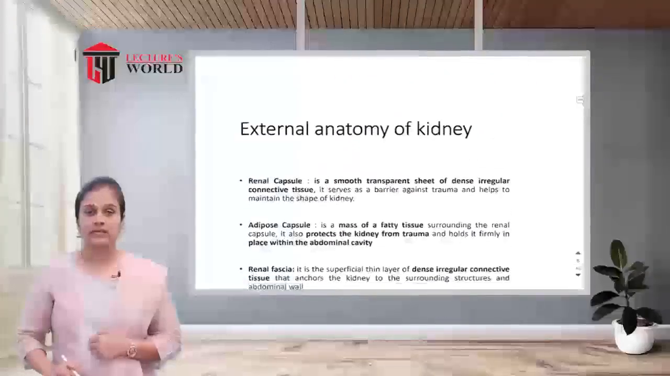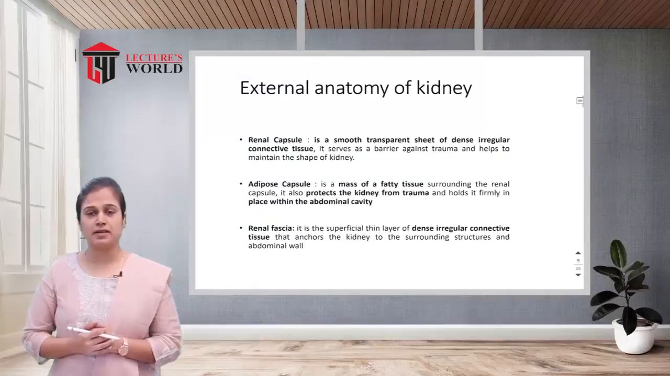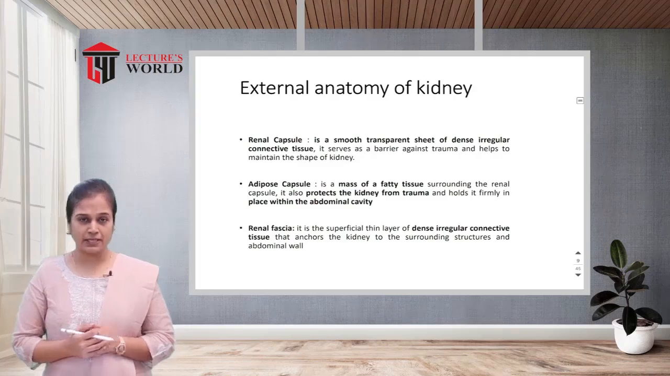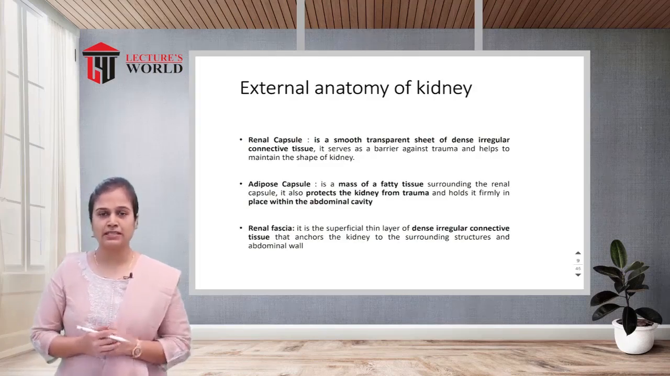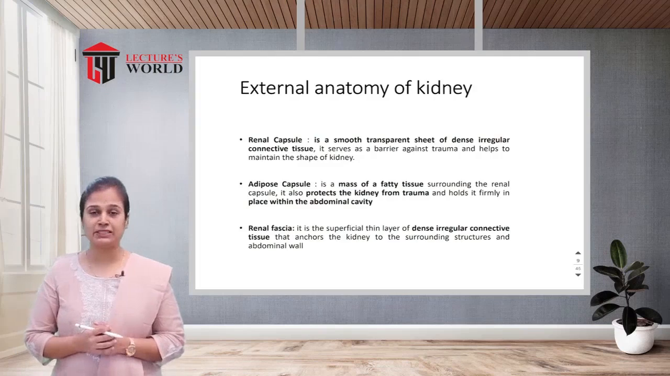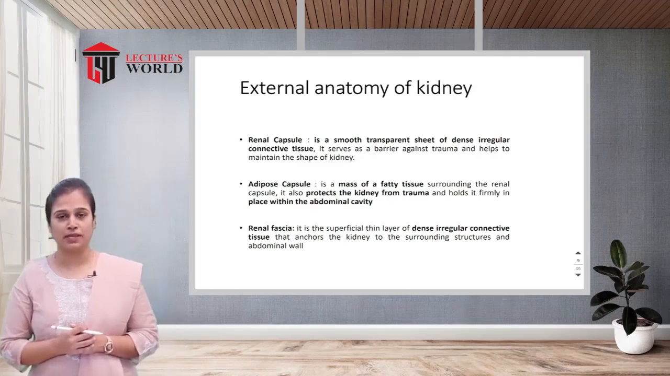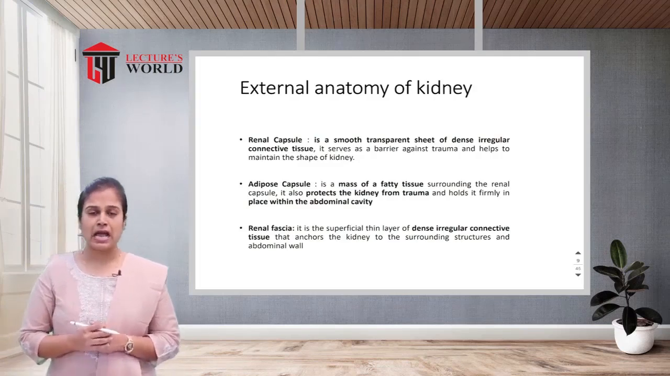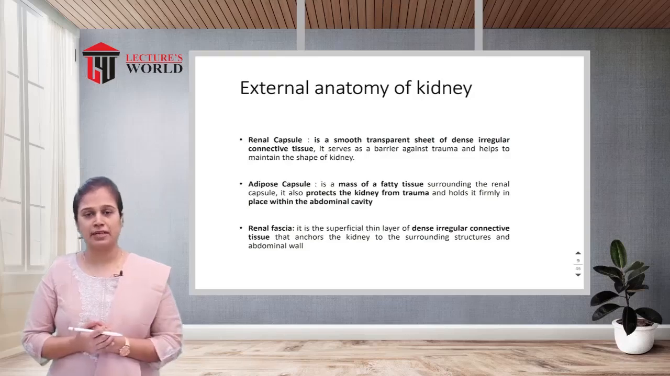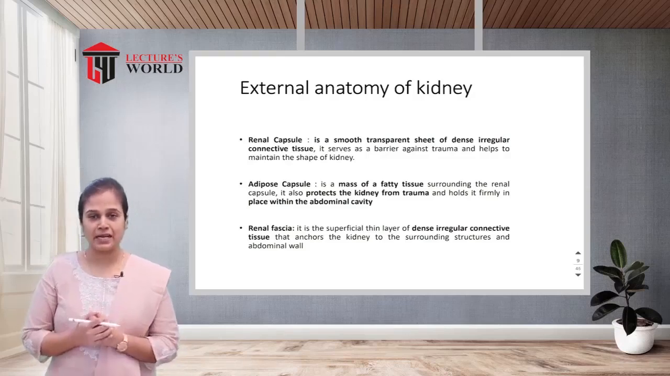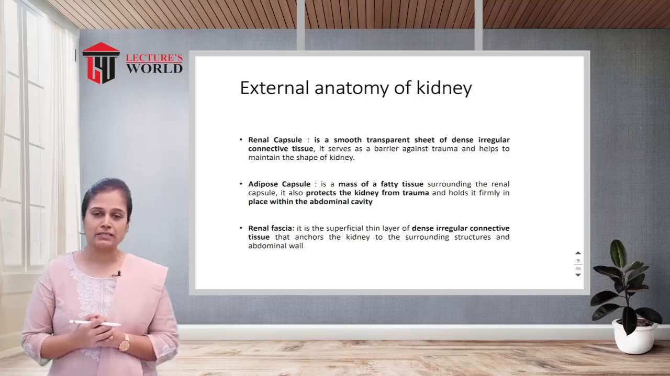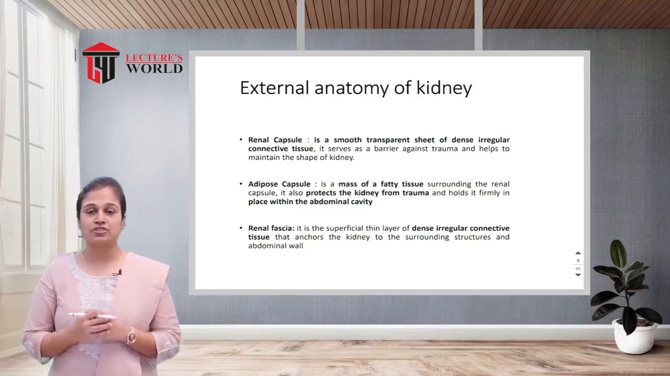More in detail about the external anatomy of the kidney. The renal capsule is a smooth, transparent sheet of dense irregular connective tissue. And what is the function of that capsule? It protects against trauma and helps to maintain the shape of the kidney.